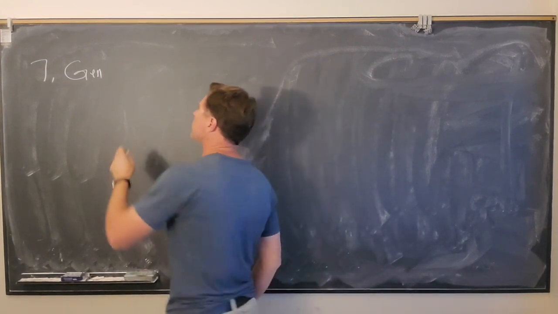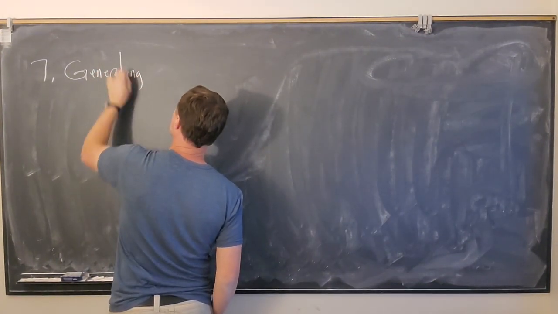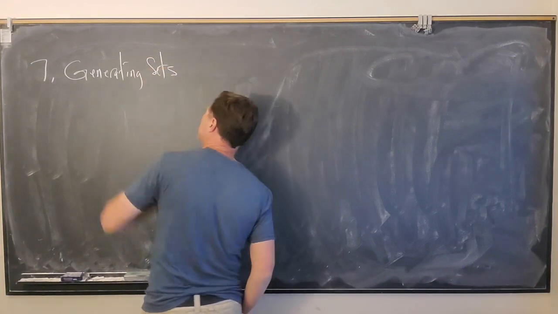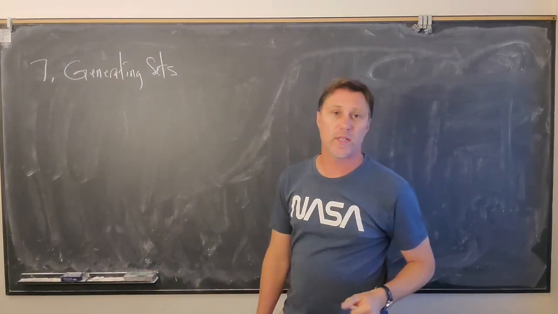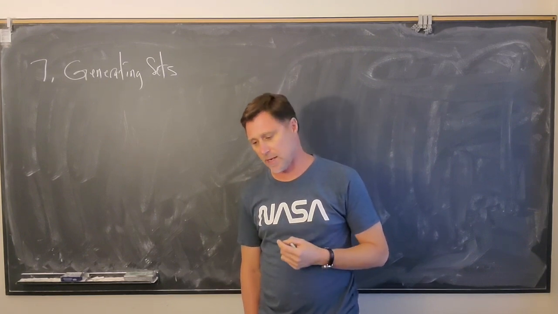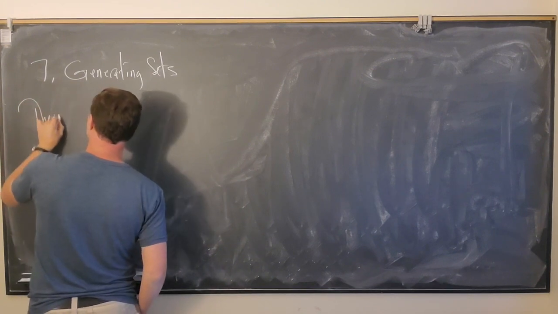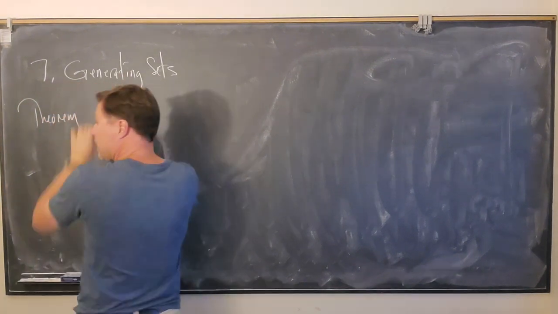So this chapter is called Generating Sets. And here's the idea. We talked about a single generator for a cyclic group, and what we want to do is generalize this idea. Now we're going to start with a theorem that's useful in its own right, but it'll also be connected with this idea of generating sets.